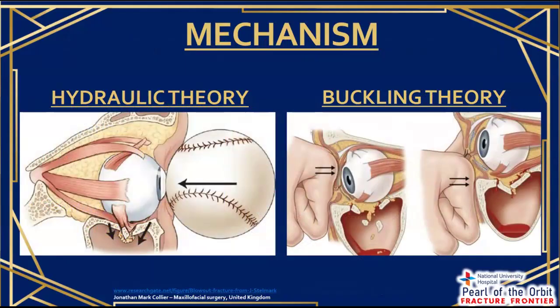On the other hand, in the buckling theory, blunt trauma to the face, such as a punch to the cheek, transmits a pressure wave posteriorly, acutely compressing the bones of the orbit in the anterior-posterior direction. This increase in bony pressure causes the weakest point in the orbit to buckle and crack, with the bone fragment thus created pushed inferiorly. But in real life, it is often a combination of these two.